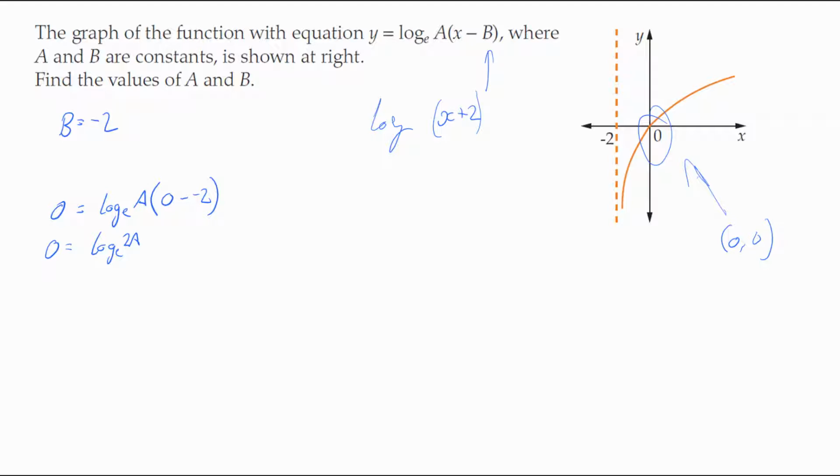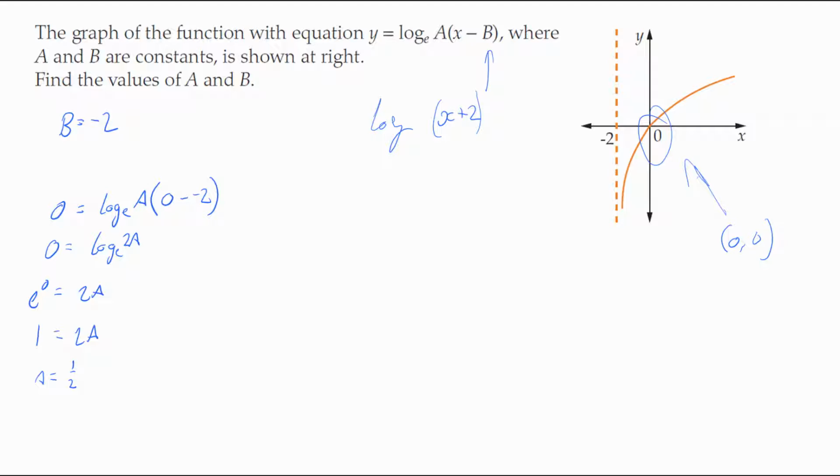Now, in order to rearrange this, we need to get rid of the log. To do that, we use the exponential. So we're going to say e to the power of 0 is equal to 2a. And we know from our index laws that anything to the power of 0, e included, gives a value of 1. Once you finish that off, you'll see that a is equal to half.